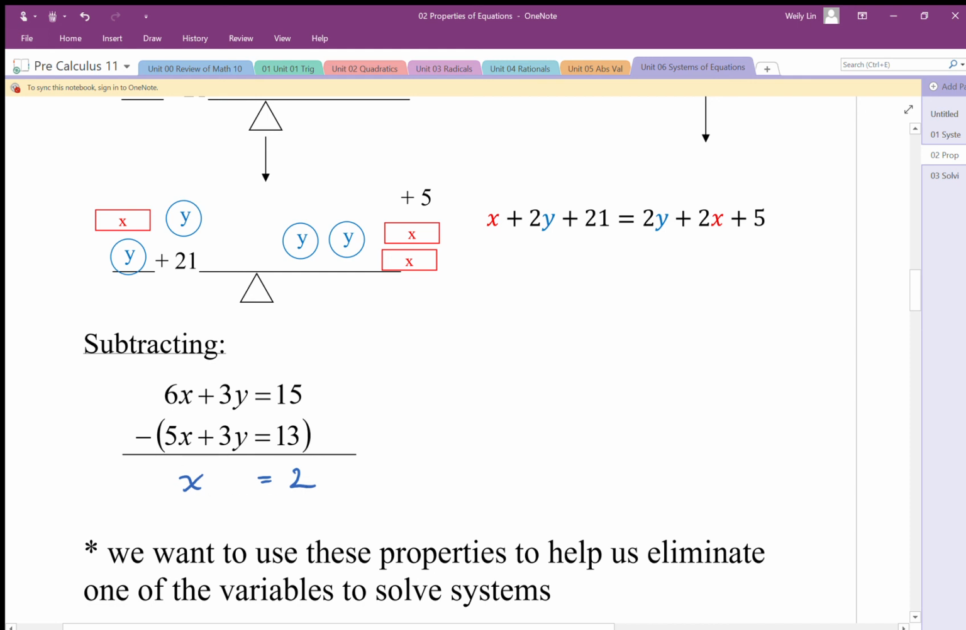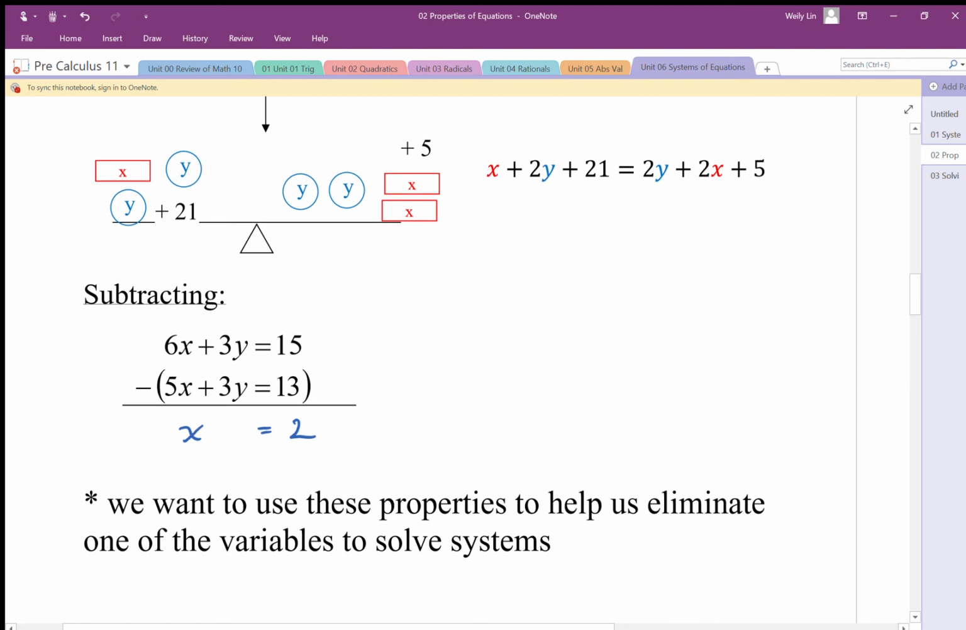In fact, this is the idea behind systems, that we want to eliminate one of the variables so that we can isolate the other variable. Once we solve for one variable, we can substitute back in to solve for the other. So we're going to use these properties to help us eliminate one of the variables to help us solve systems.